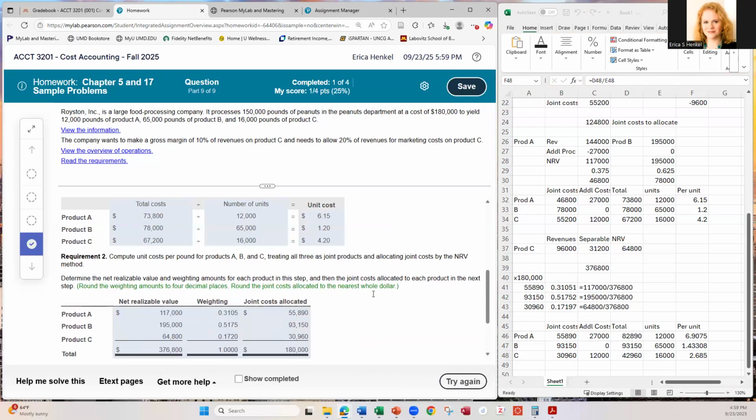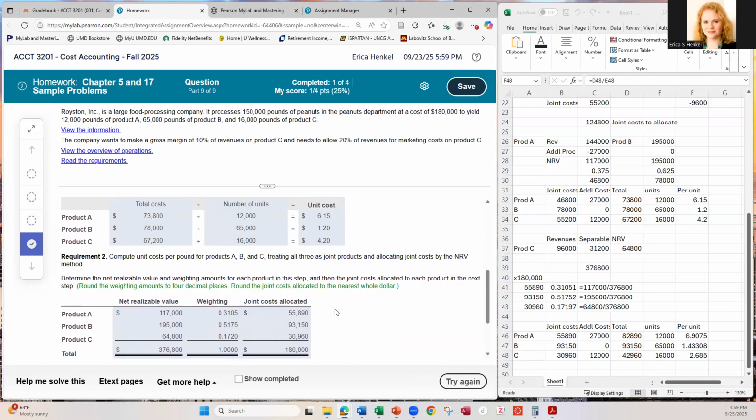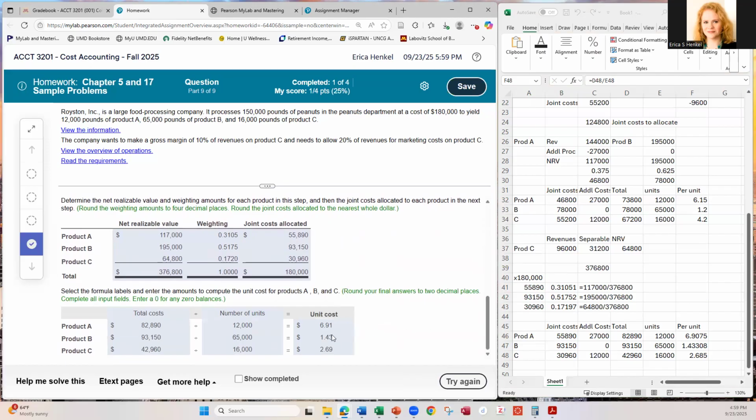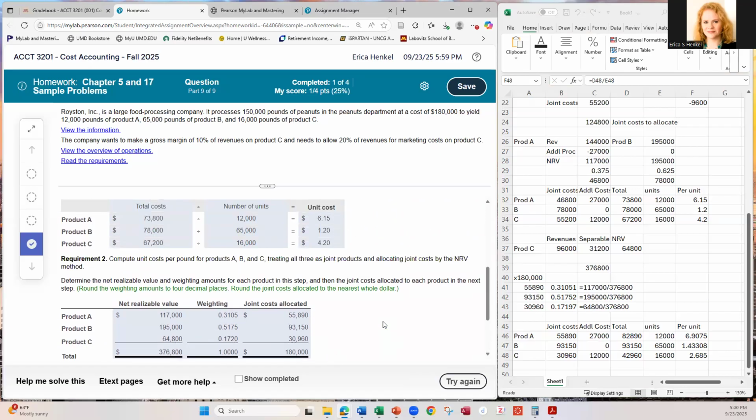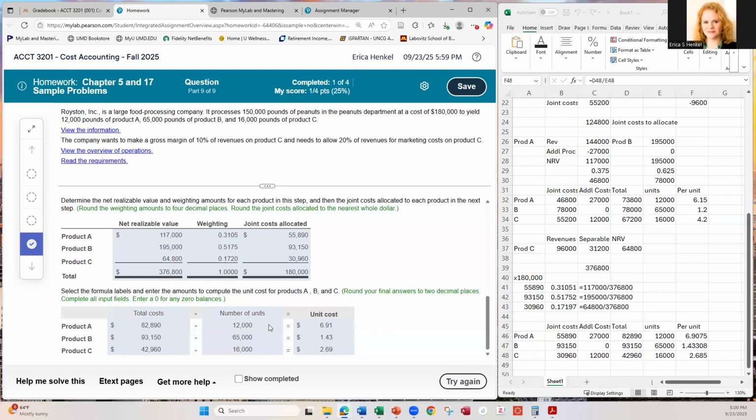Okay, so the unit cost went up for product A and for product B because more of the joint costs were allocated to them when we weren't zeroing out essentially our profit on product C. So that's sort of the takeaway here. Let me know if you have any questions.